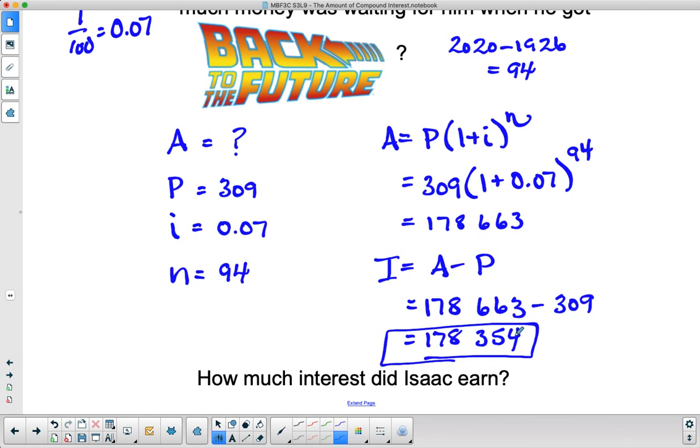Okay, give some of these compound interest questions a try.